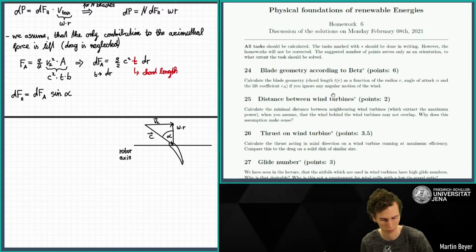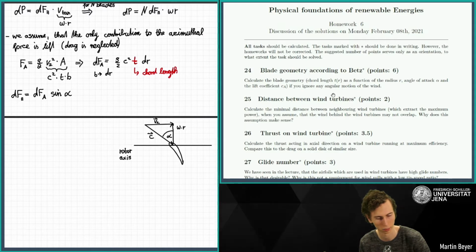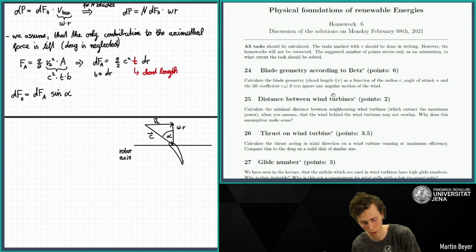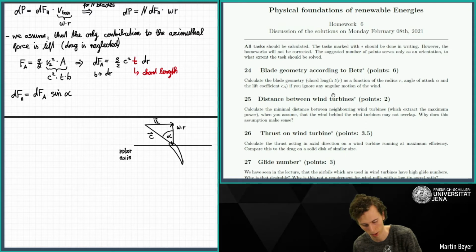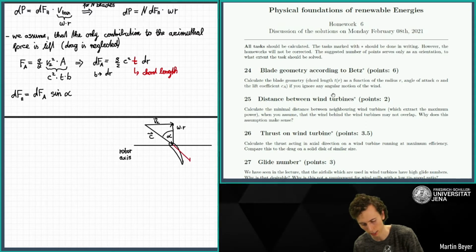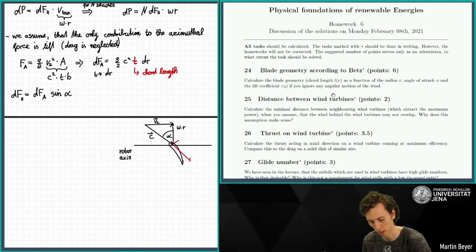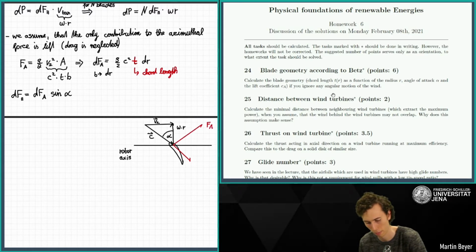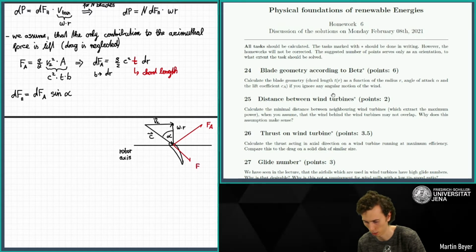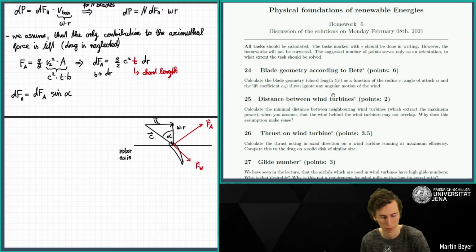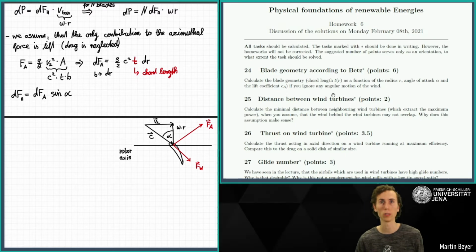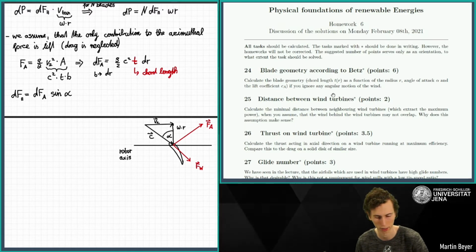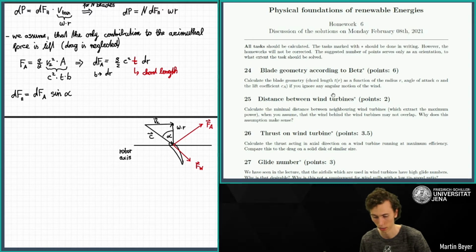Now we can find that the force can be written as a part which is drag and another part which is lift. This is lift and this is drag. I think it has an index of W. And now we want the component that's parallel to the rotor axis. That is our interesting component here.